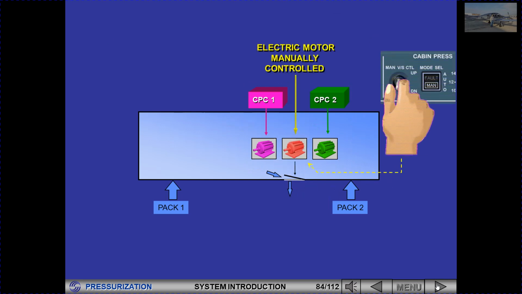A third motor is installed for use in the event of both automatic systems failing, and requires a manual input to open or close the outflow valve.